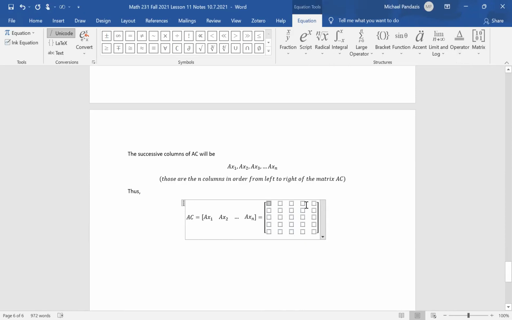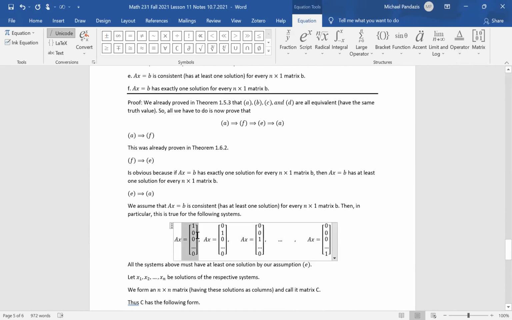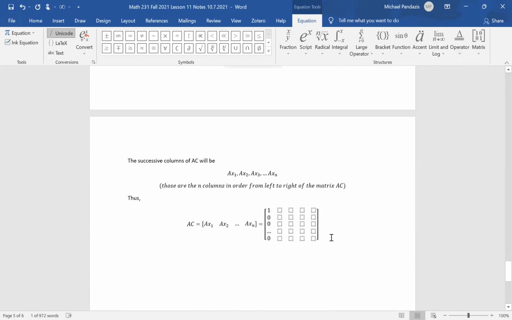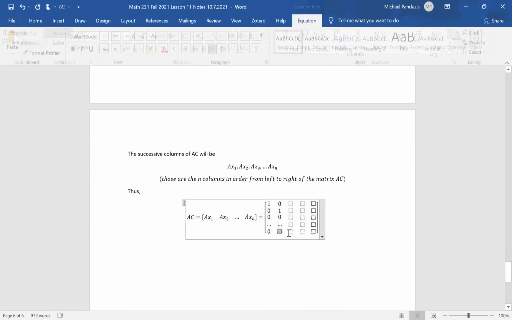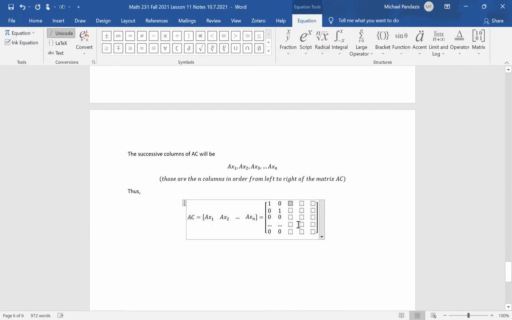Okay, so then AX1 is the 1, 0, 0, dot, dot, dot, 0 matrix. AX2 is 0, 1, 0, dot, dot, dot, 0. The next one, AX3, is 0, 0, 1, dot, dot, dot, 0.